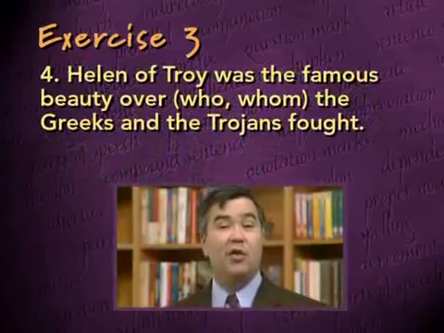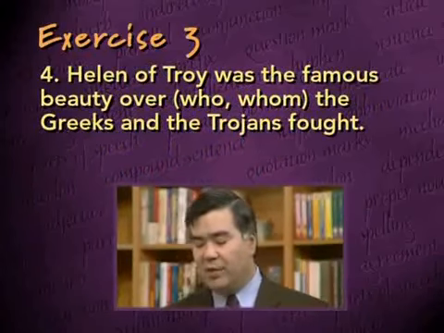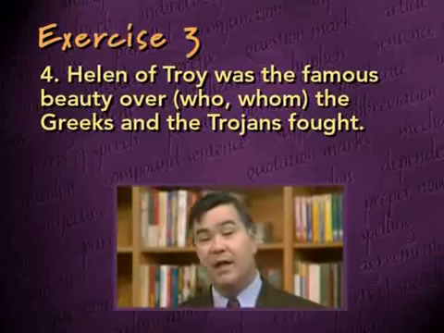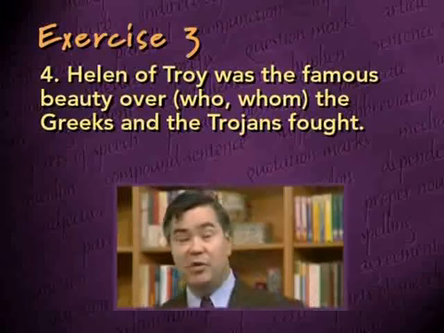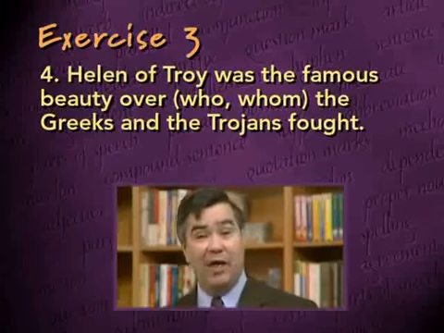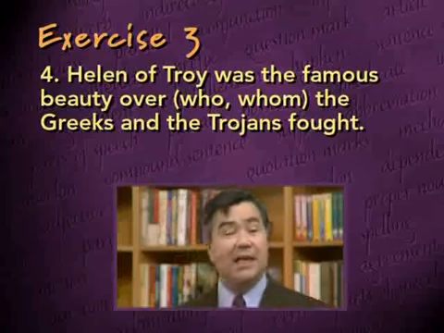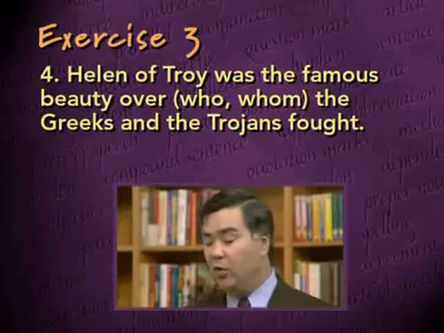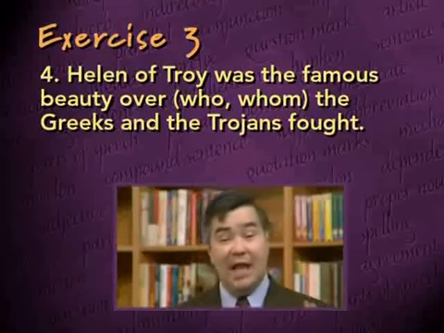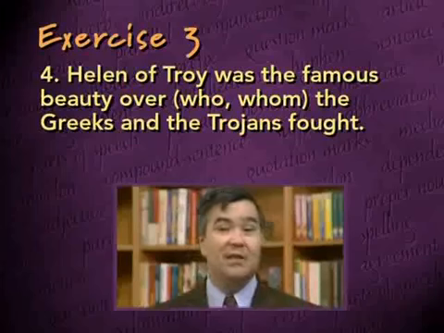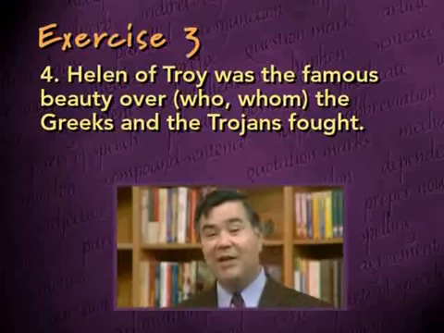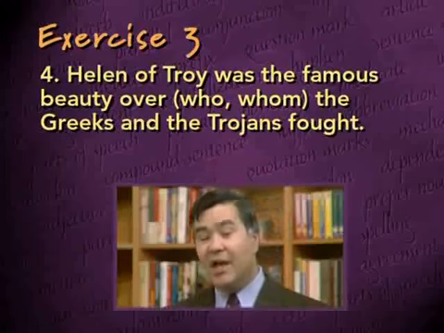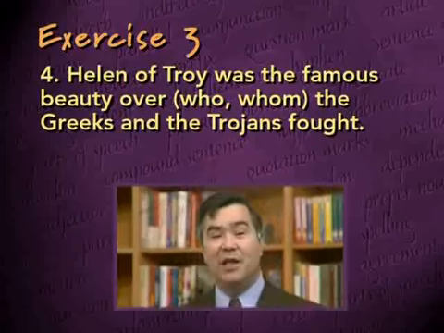Our next sentence gives us another who-whom question. Helen of Troy was the famous beauty over who or whom the Greeks and the Trojans fought. Here we have who and whom being used as a relative pronoun to introduce the subordinate clause. Now let's look at that clause. Who or whom the Greeks and the Trojans fought, or over whom the Greeks and the Trojans fought. Now within that subordinate clause, what's the verb? The verb is fought. Now let's look for the subject of the verb fought. Who did the fighting? The Greeks and the Trojans. They're the ones who did the fighting.